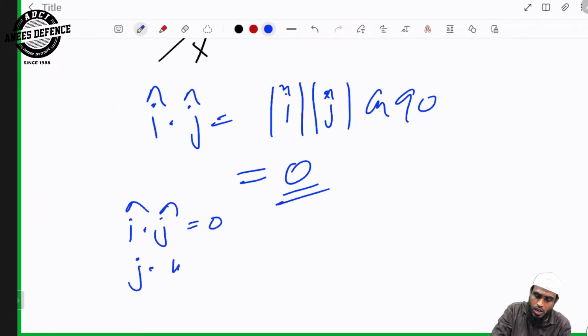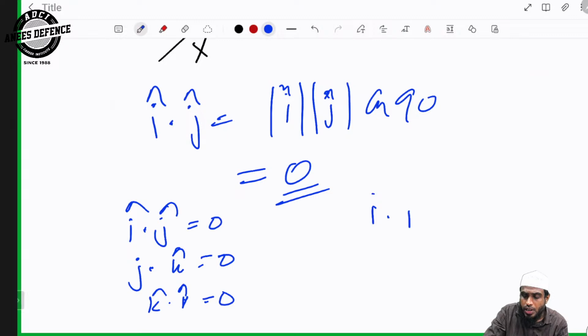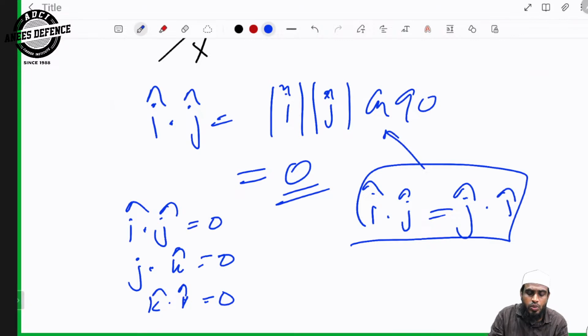J dot k is 0. K dot i is 0. There is no difference between i dot j and j dot i. Both are the same. Just to see the equation: i dot j is equal to magnitude of i into magnitude of j into cos 90. j dot i is also equal to magnitude of j into magnitude of i into cos 90.